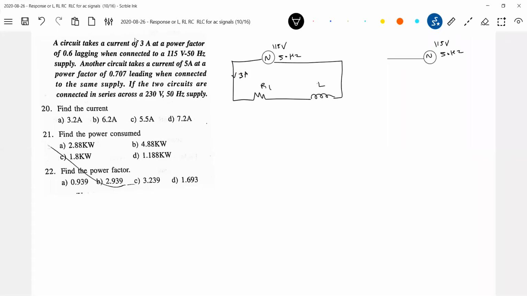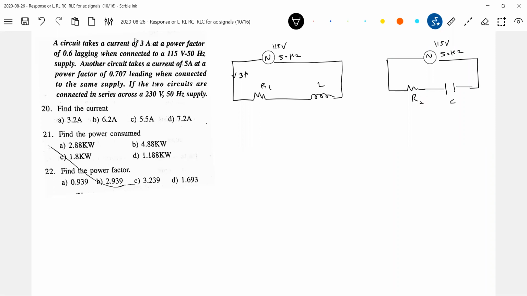Now the other circuit is telling 0.707 leading. So it must be an RC circuit. Why not only a resistor? With only a resistor, you would have said the power factor is 1. If only a capacitor, you would have said 0. But 0.7 is there. Sir, it can be RLC now, sir. The question is asking to assume minimum things. If it says more than one reactive element, you should take it. Otherwise, you should take only one element. Okay, sir.